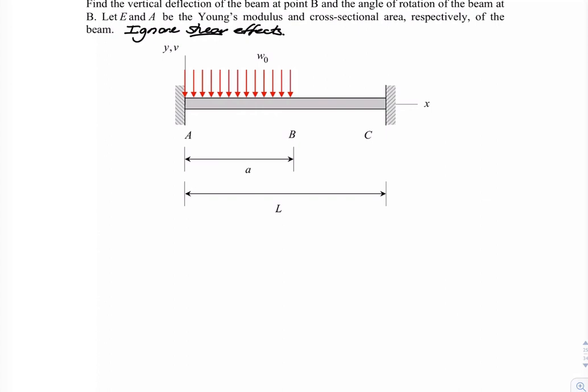In this problem, we're looking at a beam which is doubly cantilevered. That is, at both A and C, we have a wall. We have a line load which is constant in magnitude W naught between A and B. What we want to do is determine the vertical deflection of the beam at B.